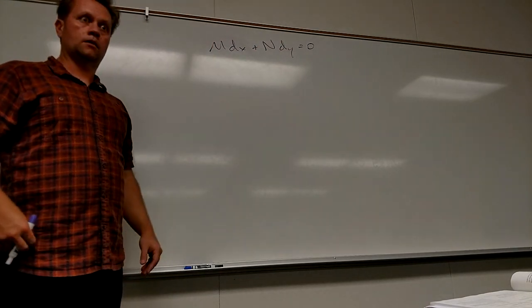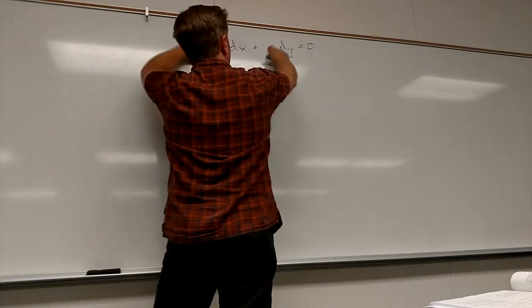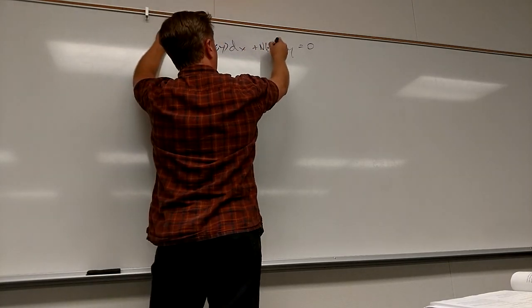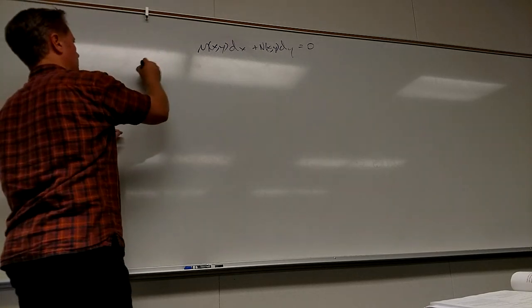You said that M and N are functions of both x and y? Yes. Which means they could have both or neither or one of them. All right. How do I check to see if this is exact?